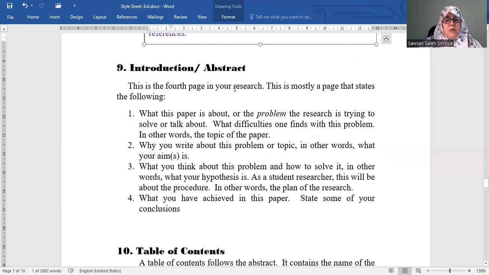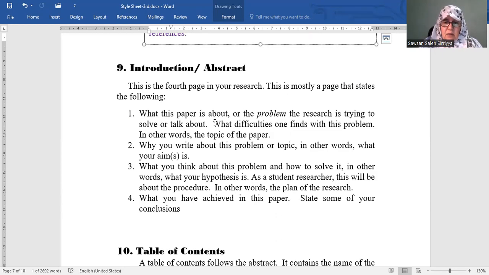This is the fourth page in your research. This is mostly a page that states the following: what this paper is about. We call it the problem. The research is trying to solve or talk about what difficulties one finds with this problem. In other words, the topic of the paper. This paper is about, let us say, the tragic hero in Othello. Full stop. It is not easy to identify the tragic hero in modern poetry, but Othello is an Elizabethan poet, let us say drama, so we can talk, etc.